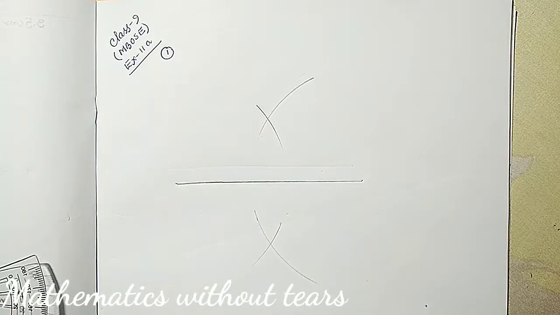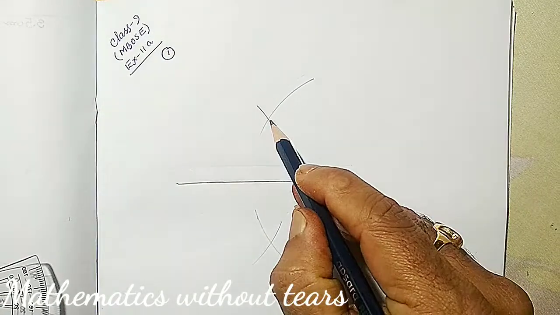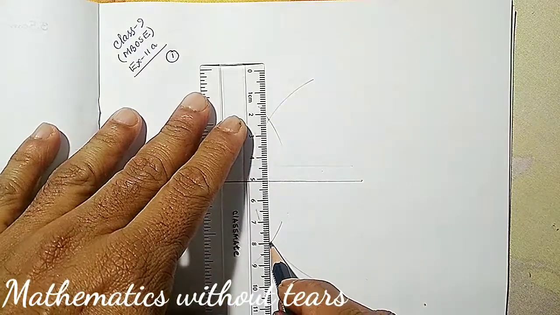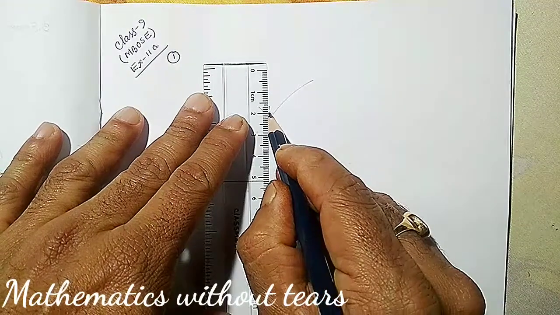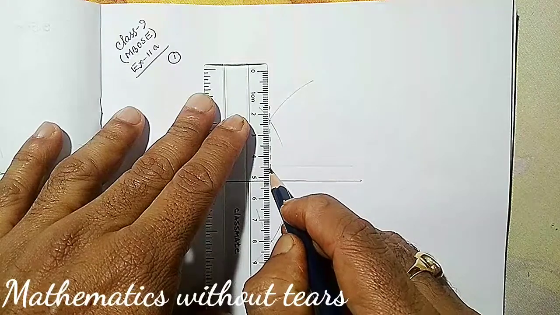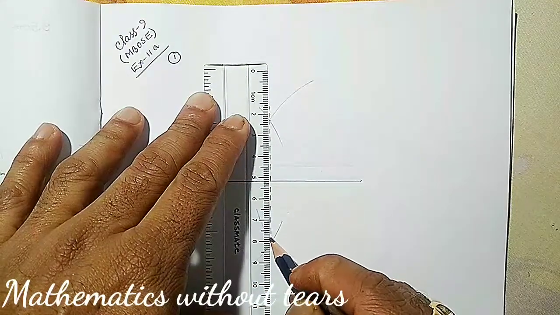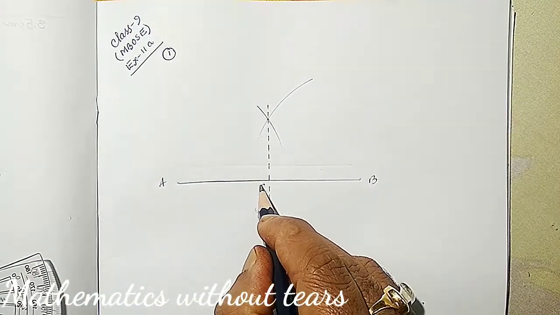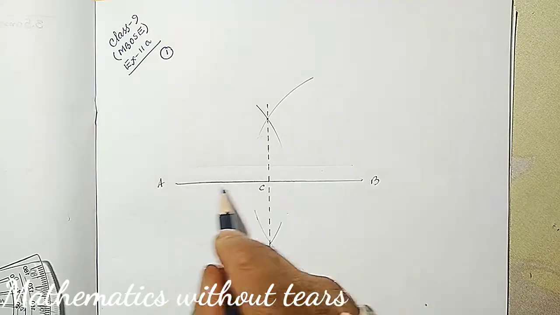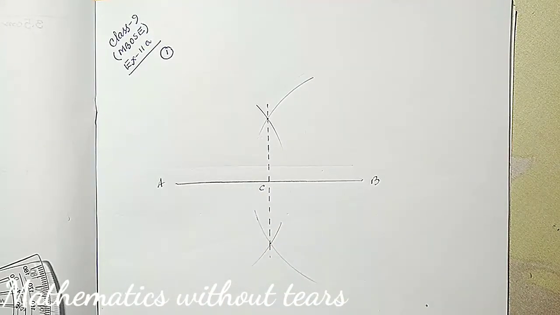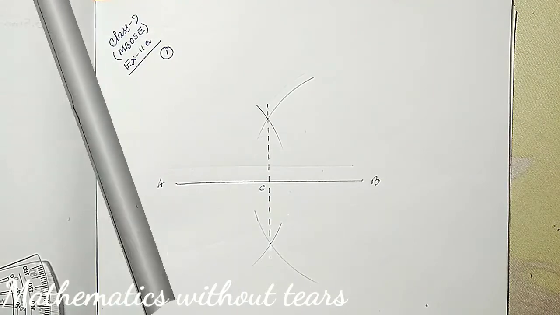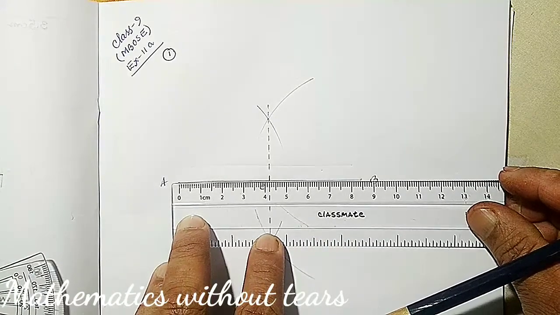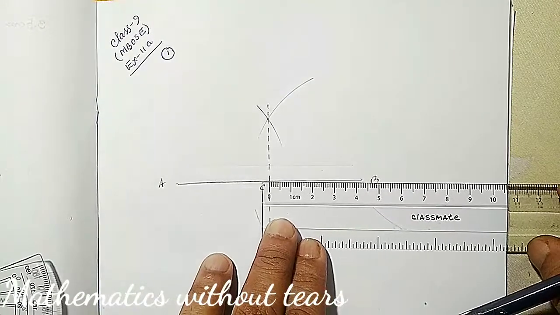Now in the next step, we have to join this point and this point using a scale. So after joining, I am going to get a line like this. Suppose this is AB and this point is C. That means point C has bisected this line segment. Now in the next part of the question it is given measure the length of each of the parts. If I measure A to C, I am going to get 4.2, and on the other side also that will be 4.2.